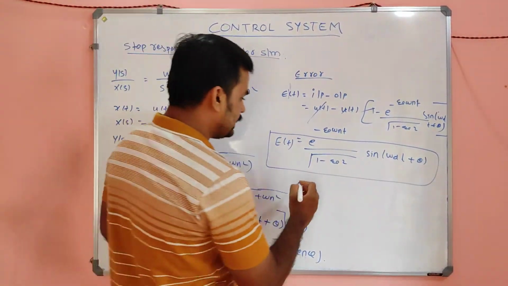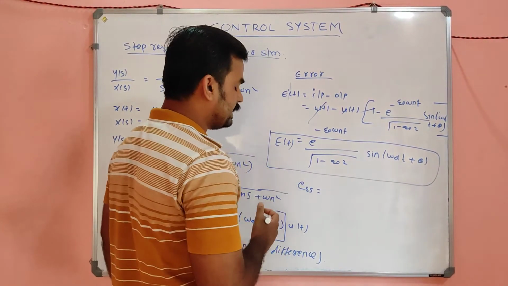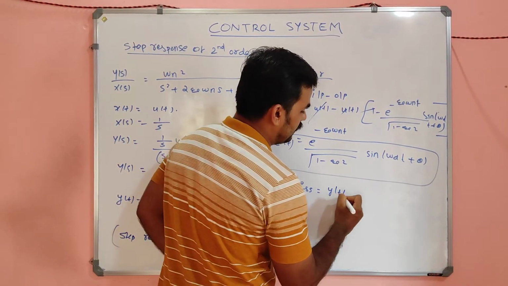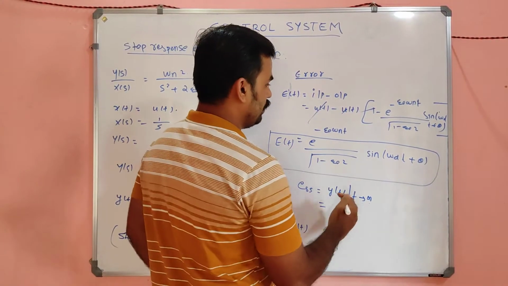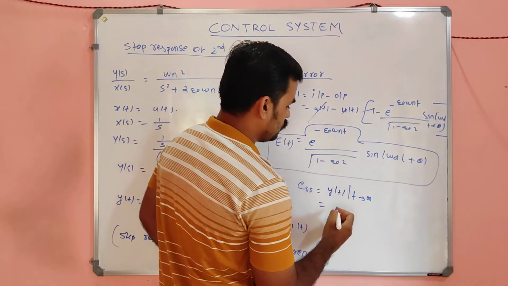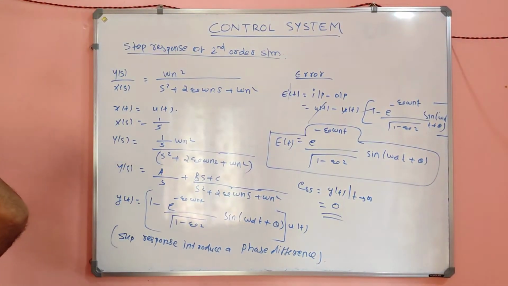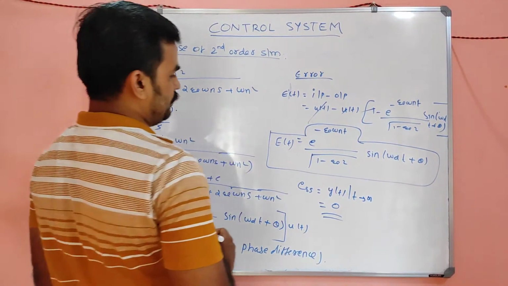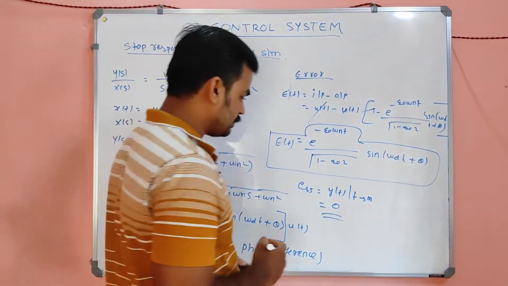And what will be the steady state error, ESS? How can we find the steady state error? That is nothing but e of t as t tends to infinity. So it will become simply e raised to minus infinity, which will be 0. Steady state error will be equal to 0, my dear. And this is a stable system because it's absolutely integrable also, like the impulse response.